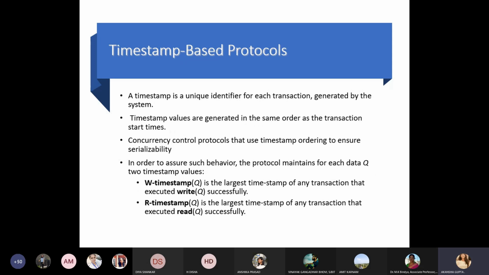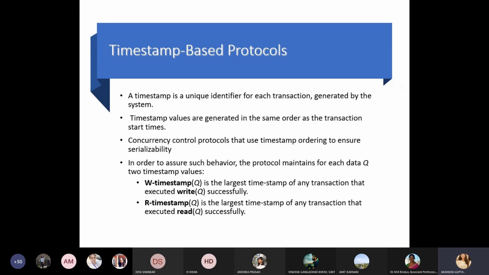And now we'll move on to the timestamp based protocol. So what is a timestamp? A timestamp is a monotonically increasing identifier, an integer or system clock time, assigned when a transaction starts, indicating the start order of a transaction. So a larger timestamp value indicates a more recently started transaction.